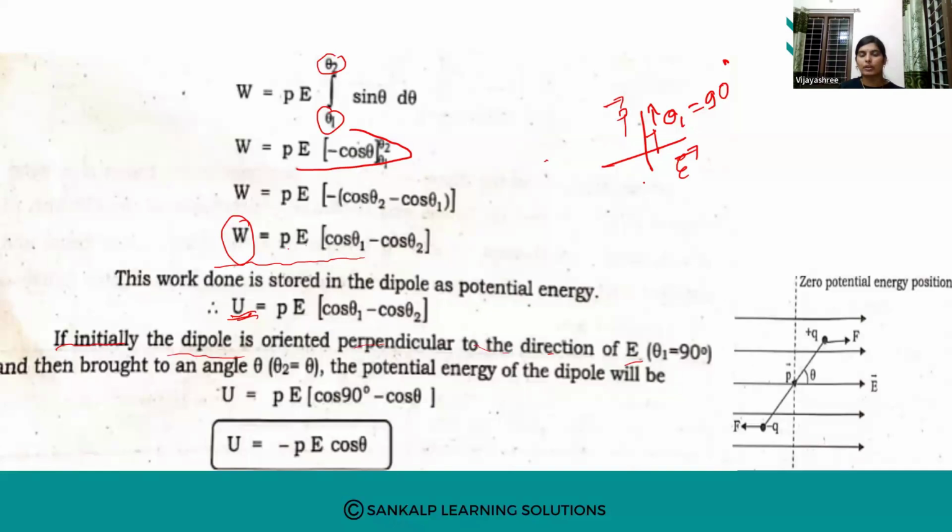Here, if there is a minus Q charge on one end, the plus Q charge will be on the other end. So when we rotate this dipole moment through a small angle, from theta 1 to theta 2, and take theta 2 equal to theta, the potential energy of the dipole will be, since we took theta 1 as 90 degrees, cos 90 is 0. Cos 90 is 0, correct. So the final expression is minus P E cos theta. This is the expression for the potential energy when a dipole is kept in an external electric field.